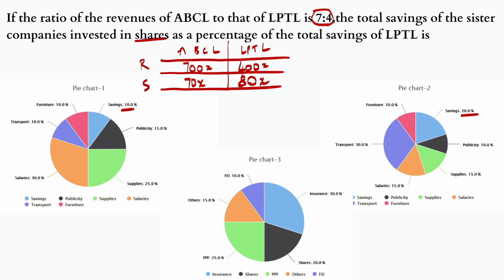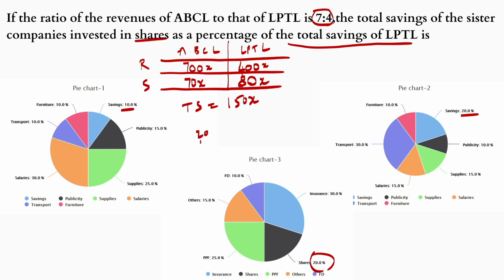So what are the total savings? Total savings is 70 plus 80, so total savings is 150x. But here we are asked to find out the total savings of the companies invested in shares. What about the shares here? Shares percentage of total of both the companies, it's 20%. So 20% of the total savings of LPTL company.